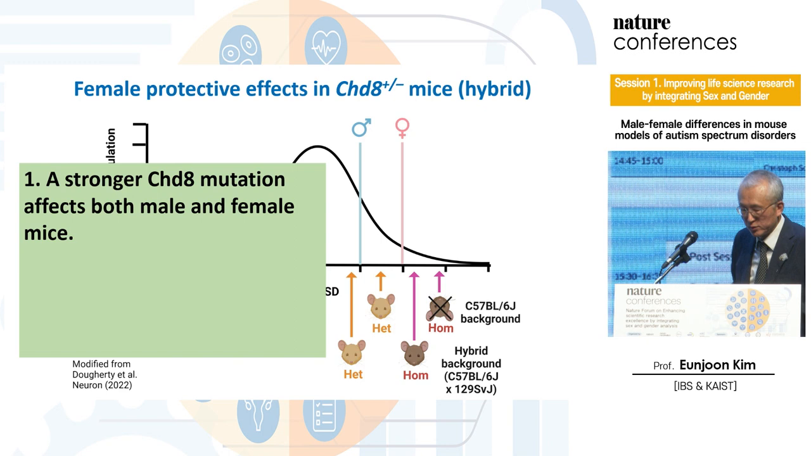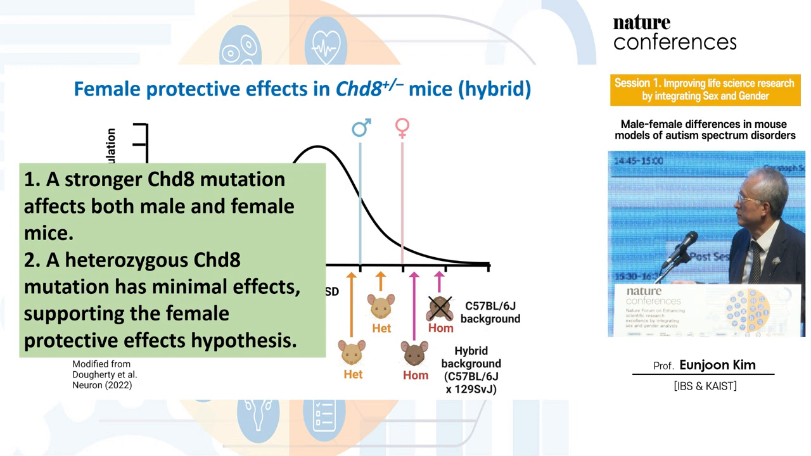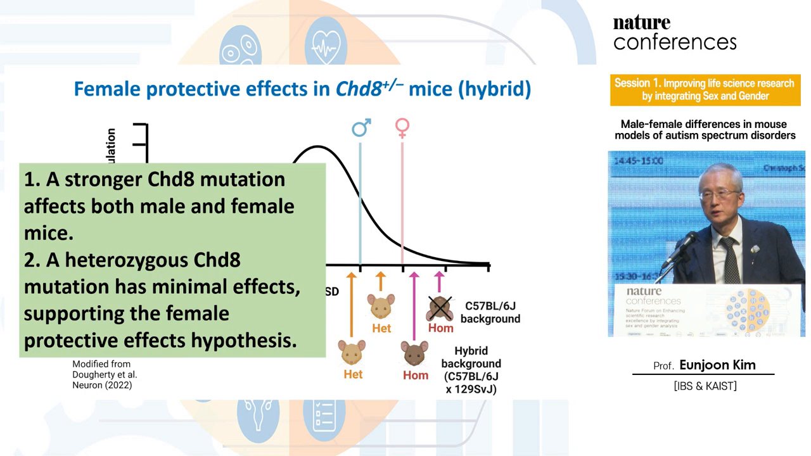So in conclusion, it seems that a stronger CHD mutation affects both male and female mice, whereas heterozygous mutant mice show relatively minor phenotypes. These results seem to support the female protective effect hypothesis in the field of ASD. And probably these results could also be helpful for other psychiatric disorders with a strong male-female difference, such as schizophrenia and ADHD. And I hope that this mechanism could be helpful in the future in designing and developing treatments for ASD.